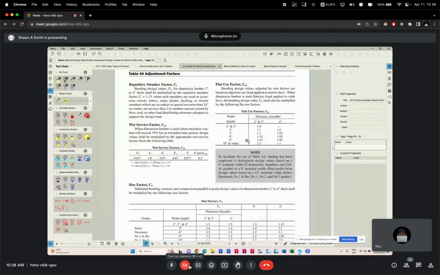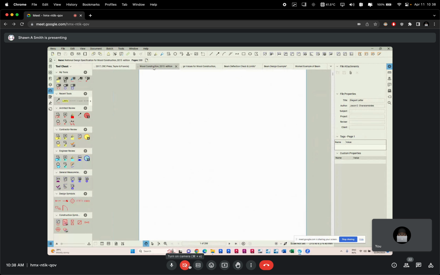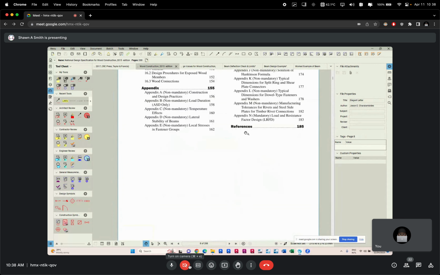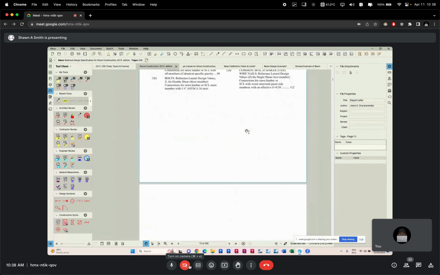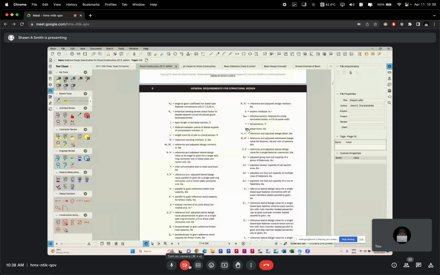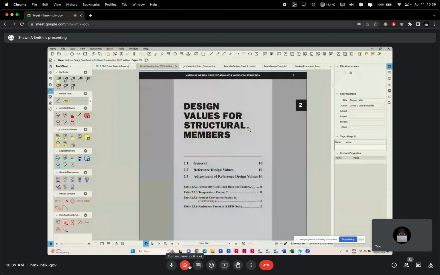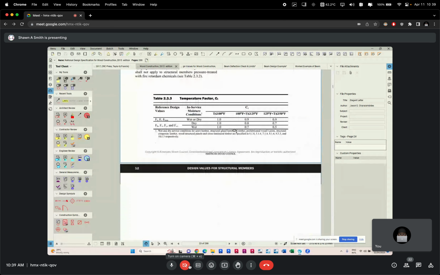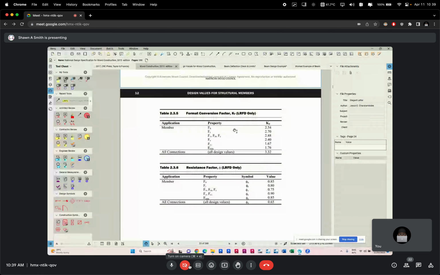Maybe not in this table. Let me go to the NDS, because we're using both NDS and the supplement to the NDS, and some things are quicker to be found in the NDS. Right, fine. We're looking for KF. Okay, fine. So here.